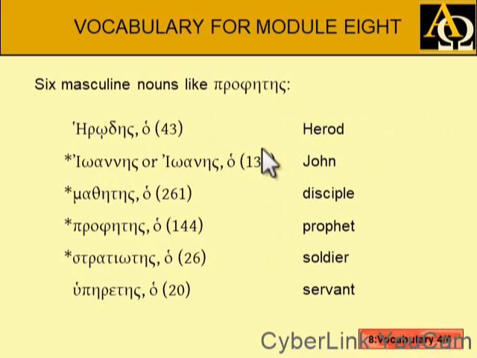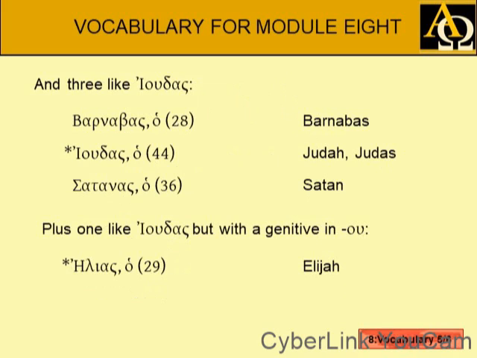Then we have Herodes, Herod; Ioannes, John; Mathetes, disciple; prophetess, prophet; Strationetes, soldier; Upertes, servant. These are masculine nouns that are like prophetess. And then three like Judas: Barnabas, Judas, Judah, Satanas, Satan, Elias, Elijah. That's with the U sound.